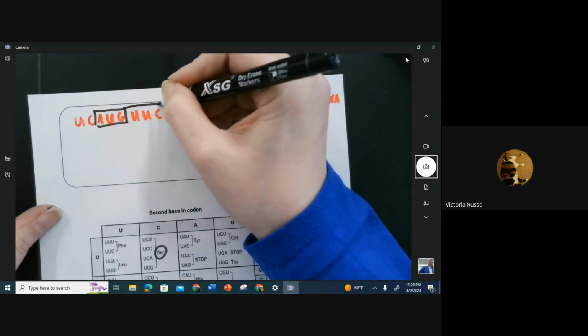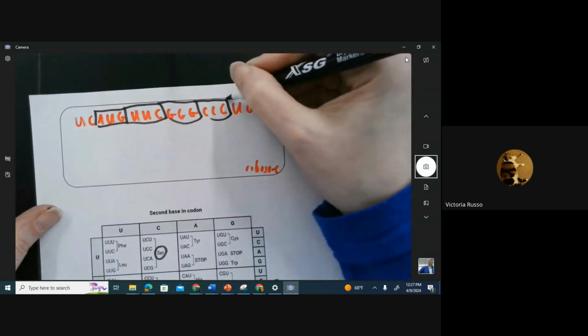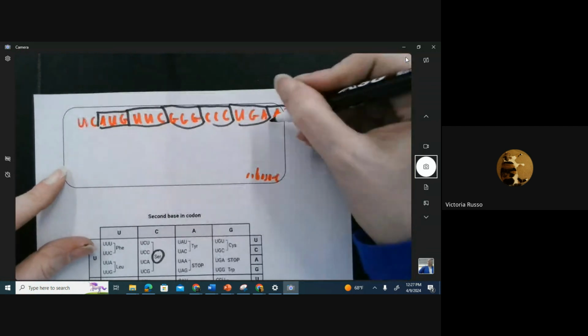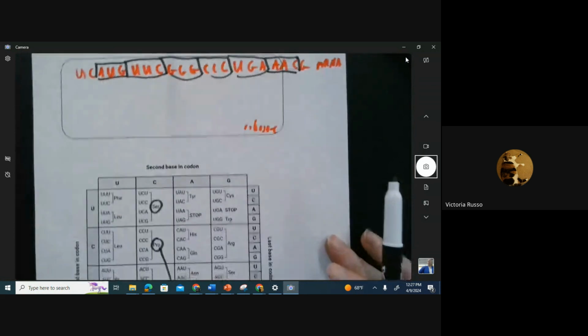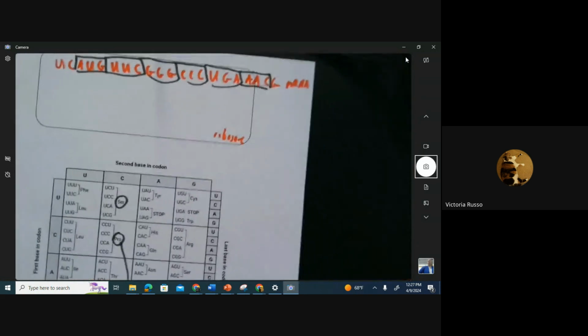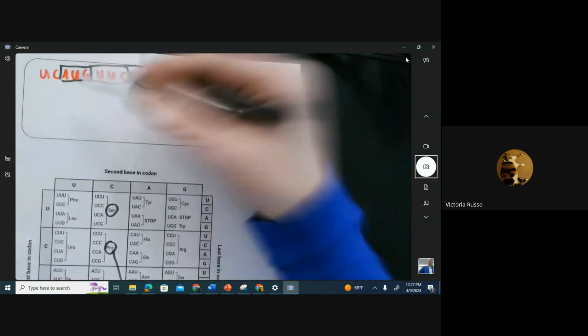And then I'm going to put a box around every 3, because every 3 is a codon. And if you run out of letters at the end, that's fine. You'll see what's going to happen in a second. So now, using my table, I'm going to match, and unfortunately I'm going to have to go back and forth because it's just a little bit too low. I'm going to match the codon to the amino acid.